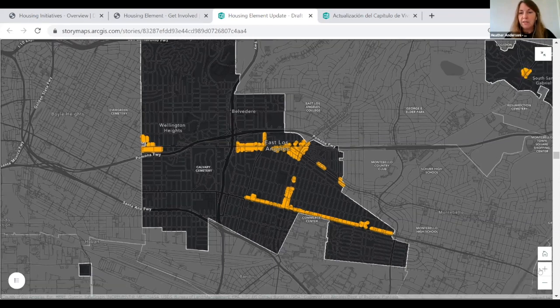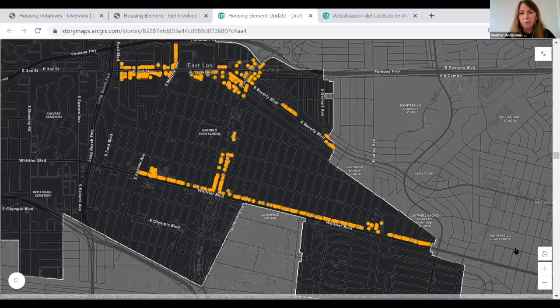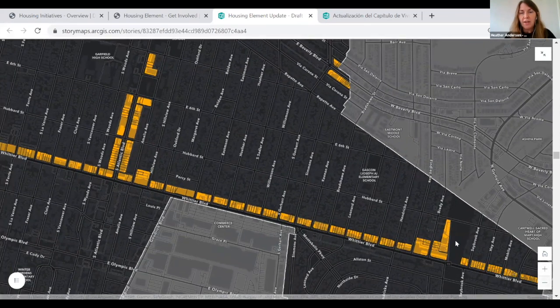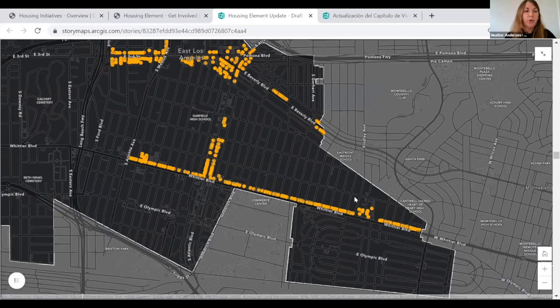The other parcels, the parcels outside of the specific plan that are part of the draft rezoning program, primarily along Whittier Boulevard, but also on Atlantic Boulevard, north of Whittier Boulevard, and a little bit along Beverly Boulevard, east of Atlantic. We are proposing changing those parcels to mixed use, which allows up to 150 dwelling units per acre. The corresponding zone would be mixed use, or MXD, which allows a mix of residential and commercial. Currently, the commercial land use allows up to 50.